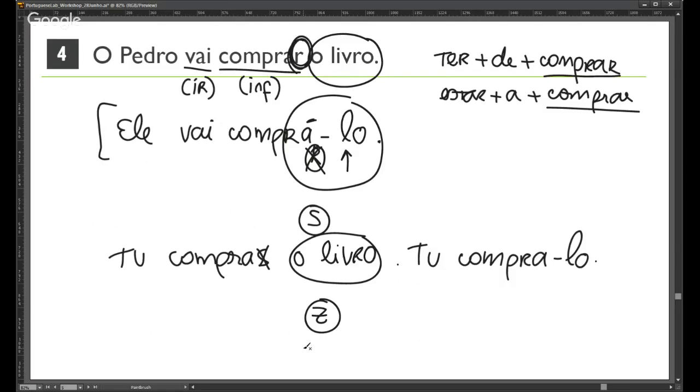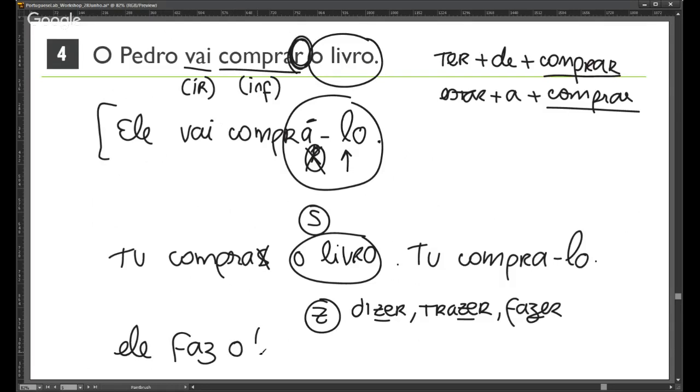There are not so many verbs that have Z in the stem of the verb, before the ending of the infinitive. For example, dizer, to say, trazer, to bring, and fazer, to do. And these verbs have particularities in the third person: you don't have the regular ending, so it ends with Z. For example, ele faz o bolo. So we say he does the cake, he bakes the cake. And the third person has the ending in Z. So it's just a few situations where this happens, but this is one of them.